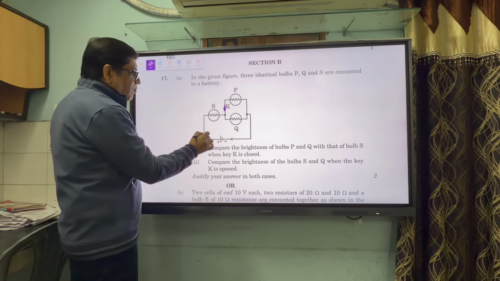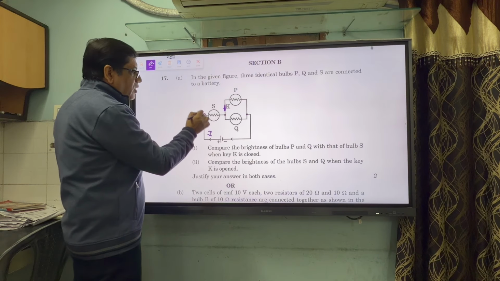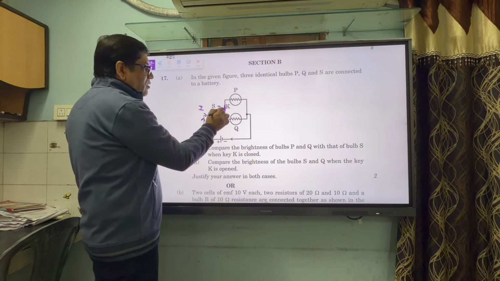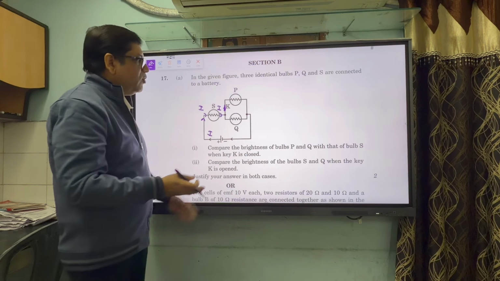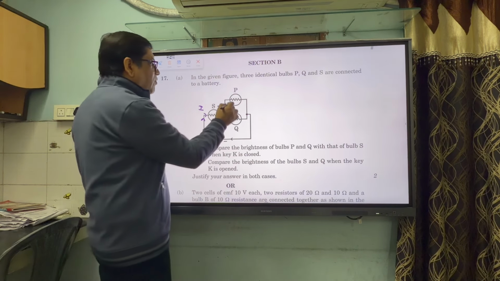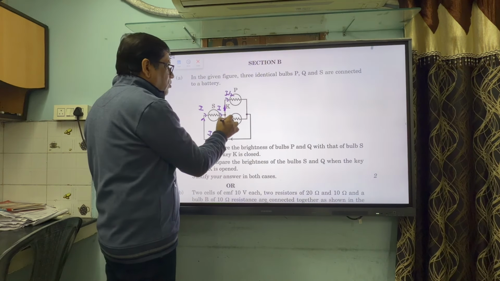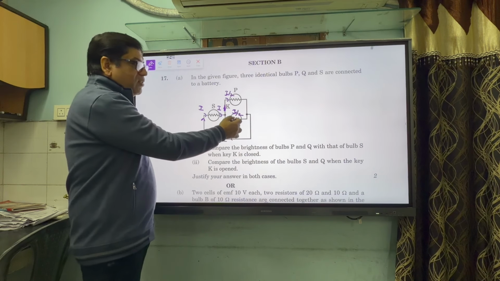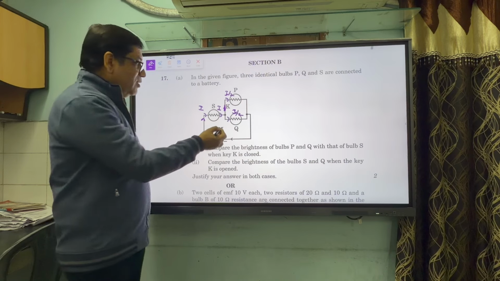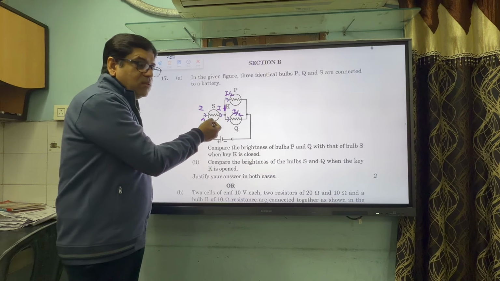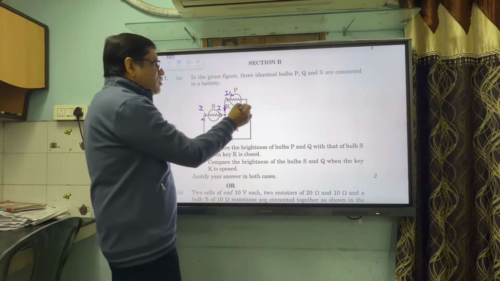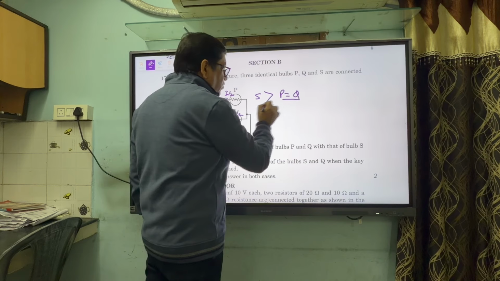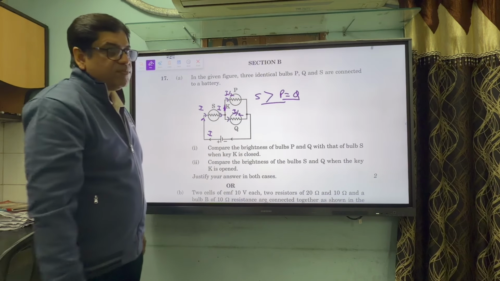Some current will come from the battery, suppose current I. Current I is passing through S. Now, because the two parallel paths are similar, both resistances being the same, half the current will go to that side and half to this side. These two will get the same current, so their brightness will be the same. But S is getting more current. That's why the brightness of S will be more, and the brightness of P and Q will be equal. This is the first part of the answer.